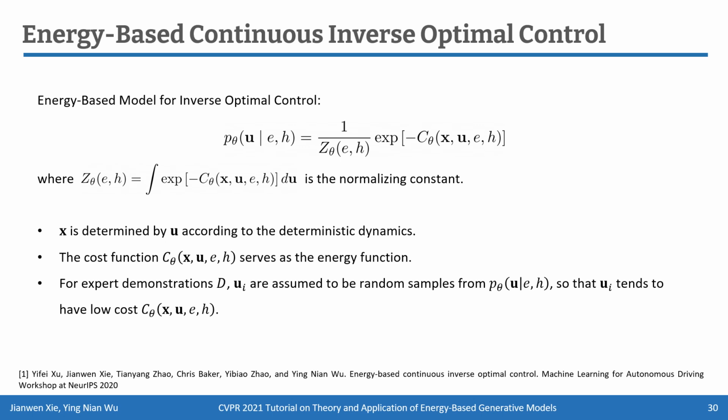The distribution of control conditioned on the history and the environment can be represented by an energy-based model, with the cost function serving as the energy function. States X can be determined by the control U according to the dynamic function. As to the demonstration, control U are assumed to be sampled from the distribution, so that U tends to have low cost.